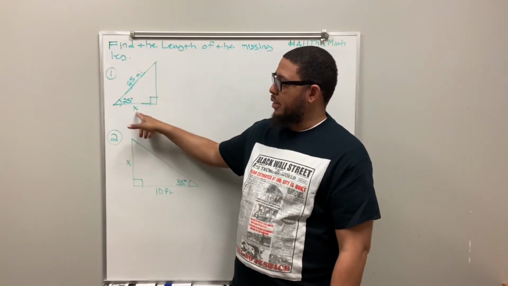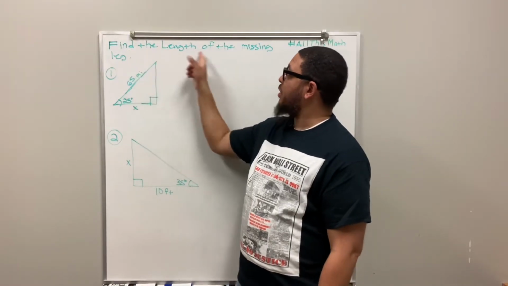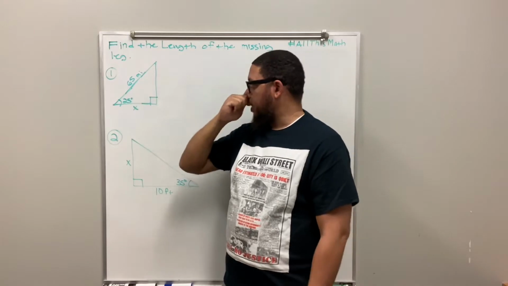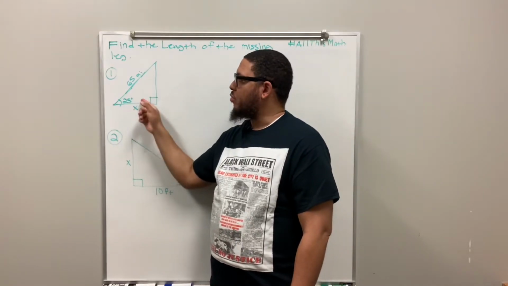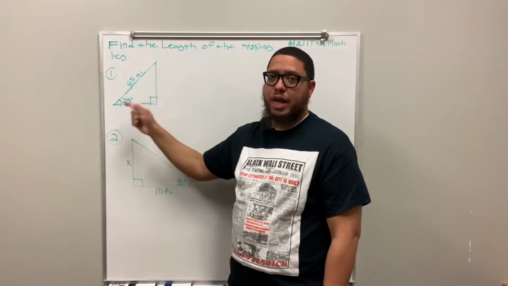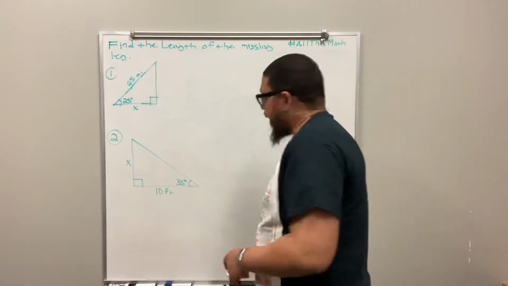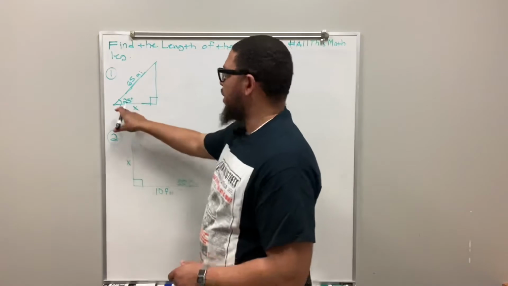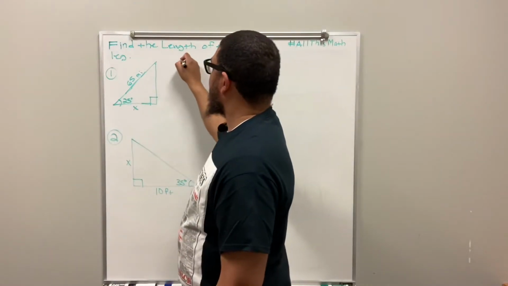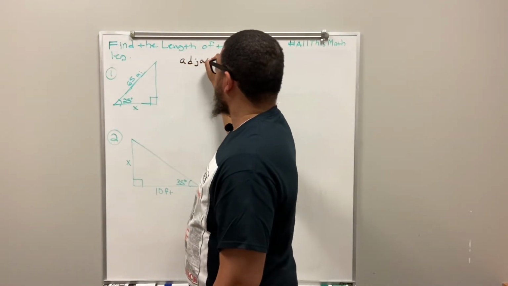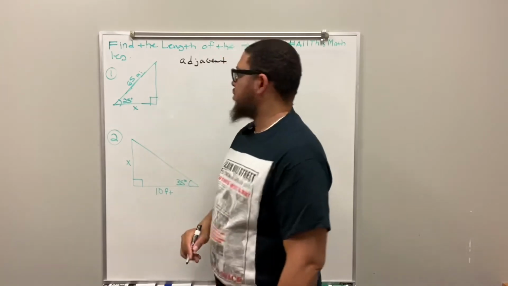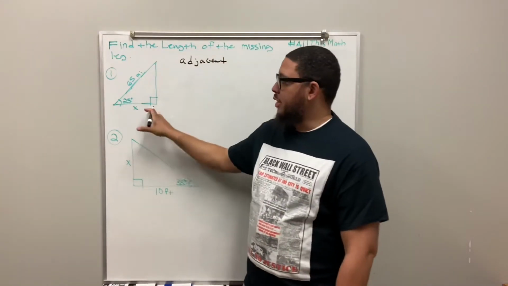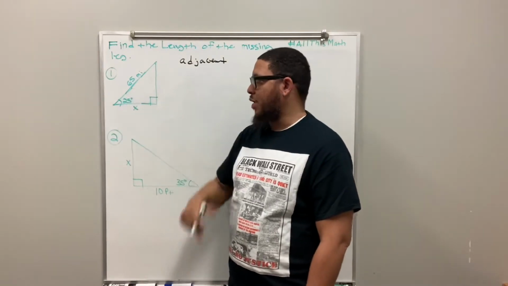See this X right here? This is the missing leg, right? Instructions say to find the length of the missing leg. So now, next question is, how does this leg relate to this 25-degree angle? That leg is adjacent to that 25-degree angle, meaning it's next to it, right? So X is adjacent. So you want to either make a mental note of that or write that down on your paper. This side right here is adjacent to the 25-degree angle.